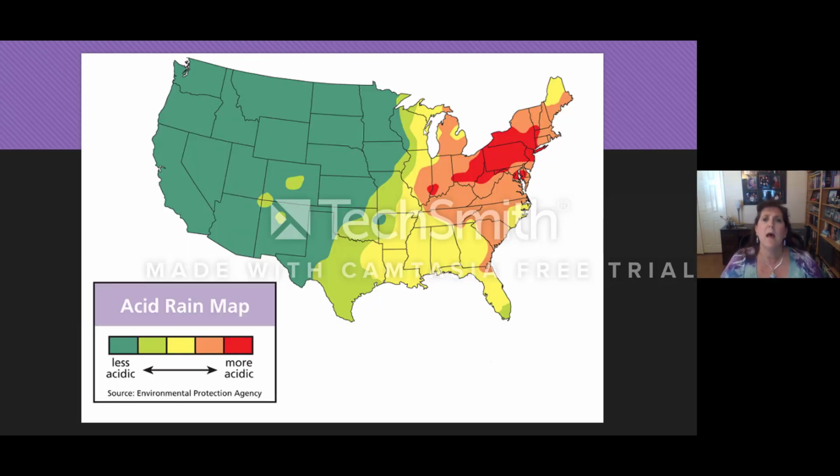This is an acid rain map showing where acidic rain is. The green is pretty much normal rain. We notice that's in the western part of the states. But as we move more east and especially north, we get more and more acidic with our rain. So acid rain is really a problem in the northeast. You should remember that. Acid rain is a problem in the northeast.